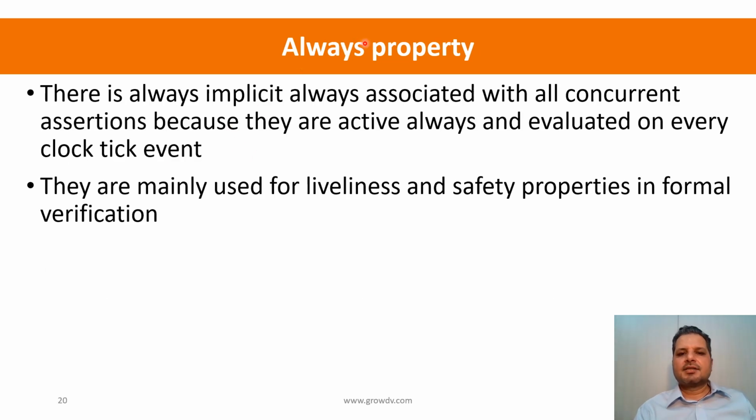Okay, let's understand the always operator present in the property. The point to note is that for any of the concurrent assertions, there is always an implicit always present. With all the concurrent properties that we have seen so far, there is an implicit always, because they are always active, right? Concurrent means that it is always active at all the points, and it gets evaluated on every clock tick or the sampling event that we have specified in the property. It will always get evaluated on that.